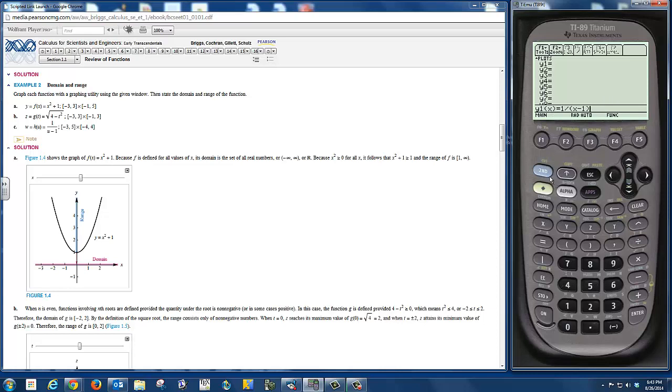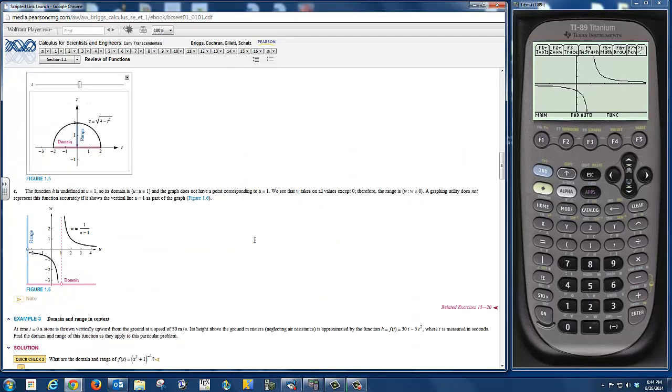Okay, let's go back and change our window. We want the inputs to run from -3 to 5. And our outputs to run from -4 to 4. And let's graph. And again, if we compare it to this one, you'll notice that the graph in the book gives you the asymptote there, that your calculator does not give you that.